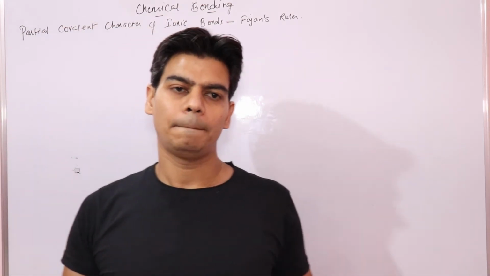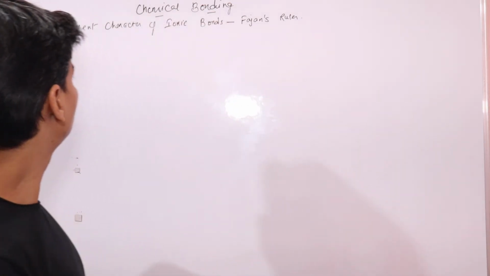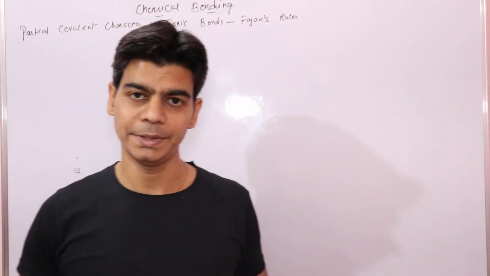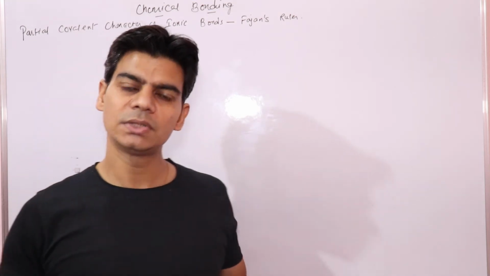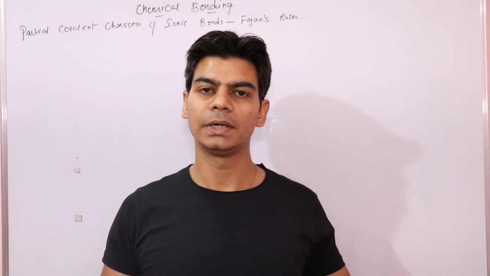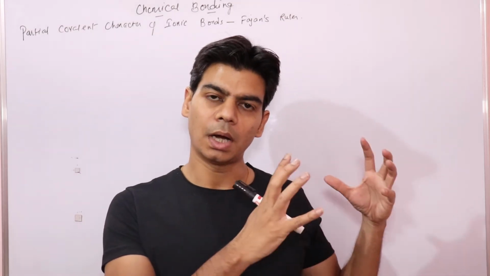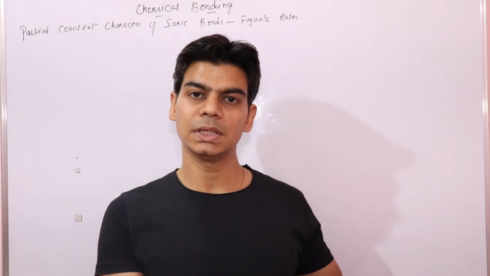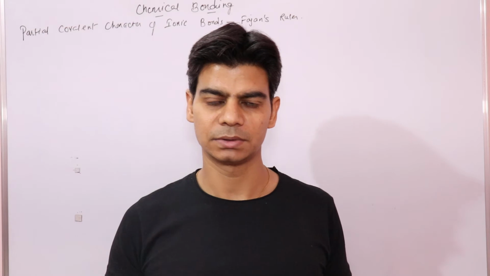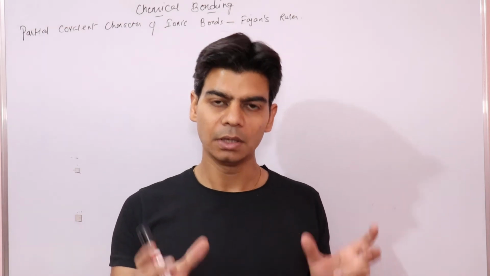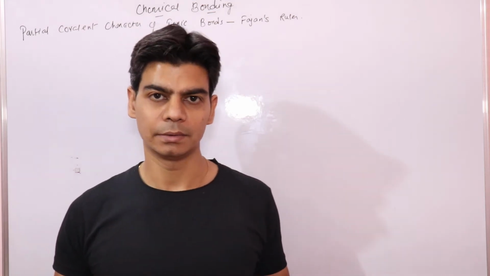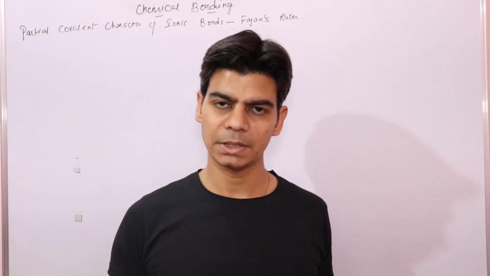Hi. Now, in this lecture, we will go through the partial covalent character of ionic bond. In the previous video lecture, we have seen the ionic character of covalent compounds, how ionic character develops in covalent compounds because of the electronegativity difference. If the electronegativity difference between atoms in a covalent molecule is greater than 1.9, then it is more ionic.